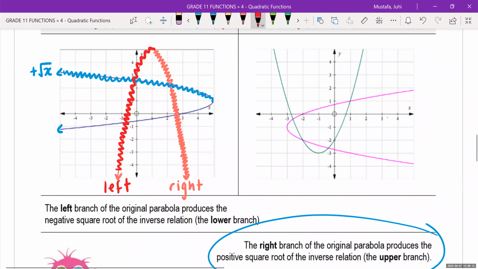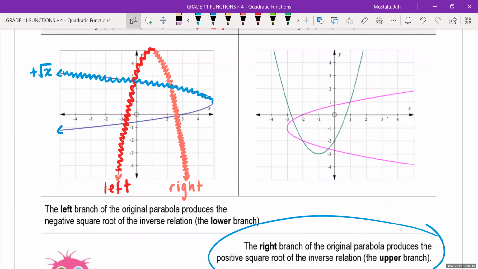And the rule is, if you draw only the left-hand side of your original parabola, that is going to give you the lower branch of your inverse. So if you were to draw just the left-hand side, that is going to give us this left-hand side of the inverse. And in the equation, this refers to the negative square root answer.